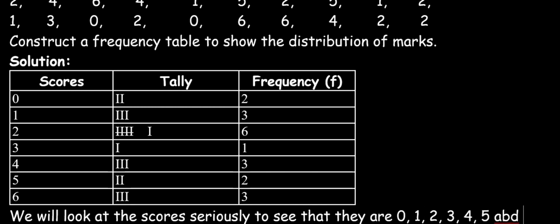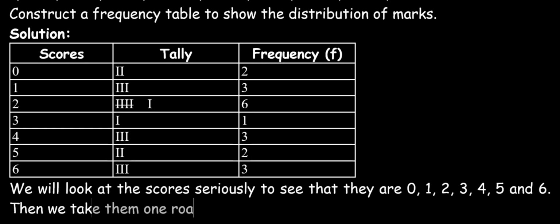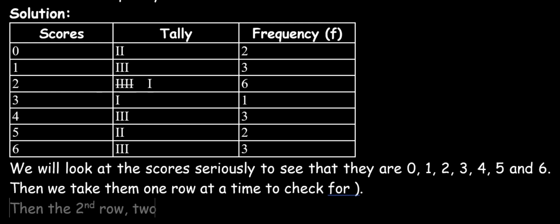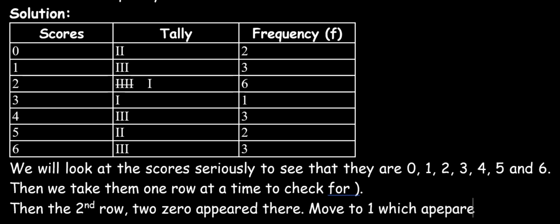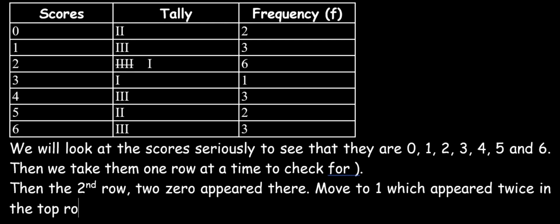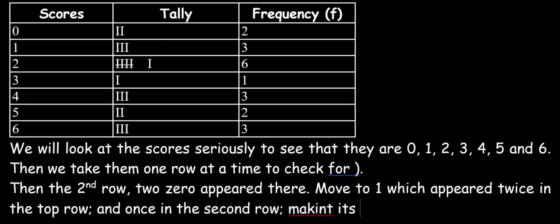Then we take them one row at a time to check for 0. Then the second row, 0 appeared there. After that, we move to 1, which appeared twice in the top row and once in the second row, making its frequency 3. On and on, you will observe the usefulness of tally.